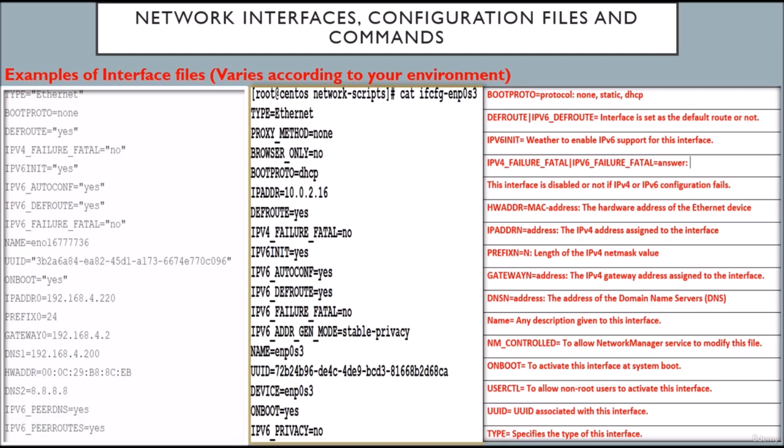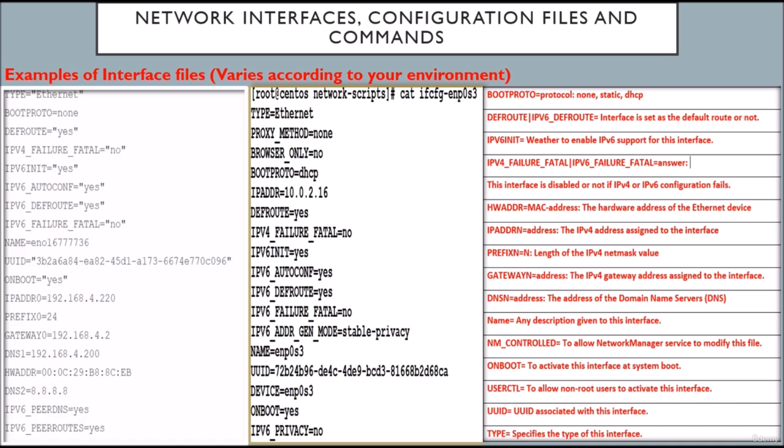For example, BOOTPROTO is equal to protocol, and you can have the settings such as none, static, or DHCP. Then you have DEFROUTE and IPV6_DEFROUTE, and this means the interface is set as the default route or not. Then you have IPV4_FAILURE and IPV6INIT. The interface is disabled or not, depending on the setting you choose in here. Then there's also HWADDR, and that's the MAC address. Then you can have the IP address, the gateway, and a DNS setting.